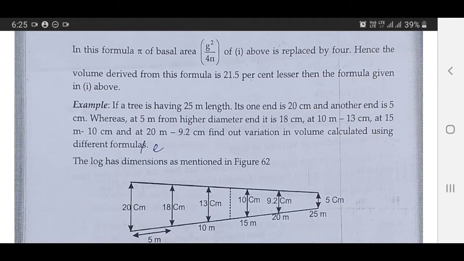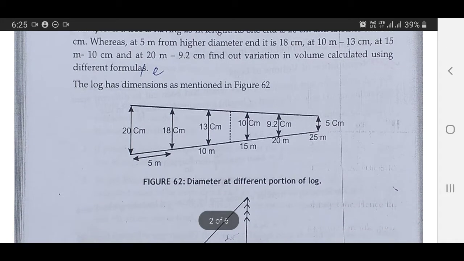The log has dimensions as mentioned in figure 62. You see the logs. Total log length is 25 meter. At higher diameter end, the diameter is 20 centimeter. At lower diameter end, it is 5 centimeter.